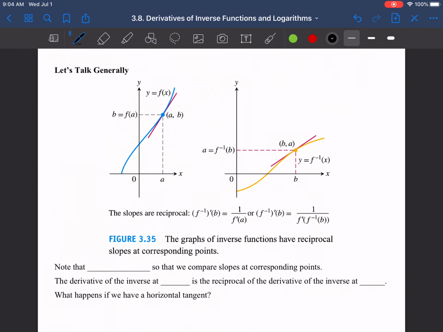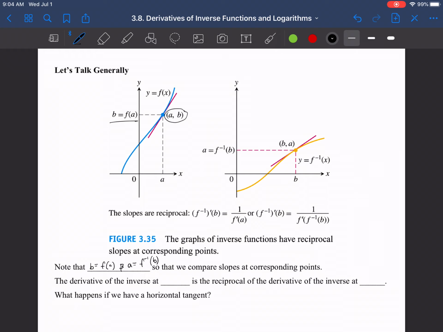So let's go ahead and talk generally about this. Those were just two straight lines where the slope was the same along the whole way. So no matter what, everywhere the slopes are reciprocals. But what you have to notice is that, and I'm actually going to try and squeeze two things in here, you have to notice that b is f of a, right? If you look in this graph, b is f of a. So this is the point (a, b), and a is f inverse of b.